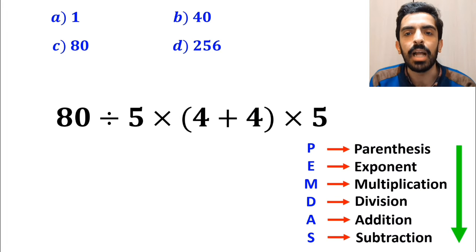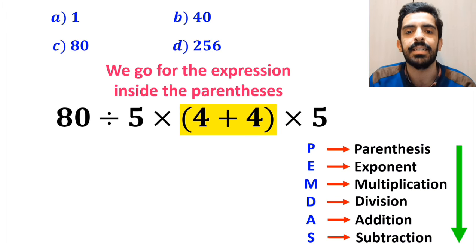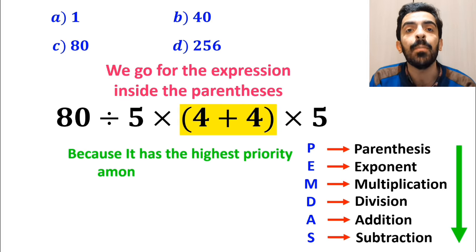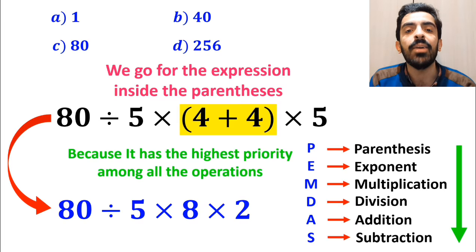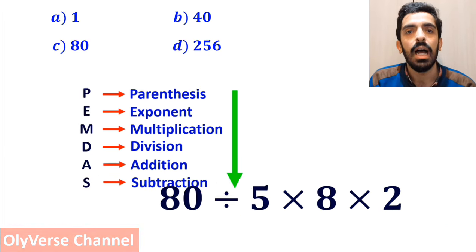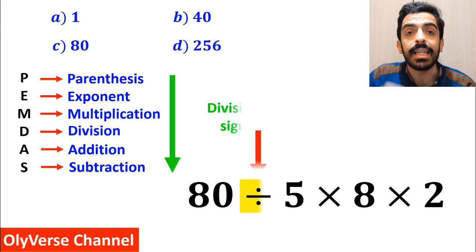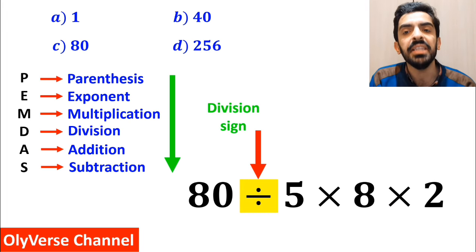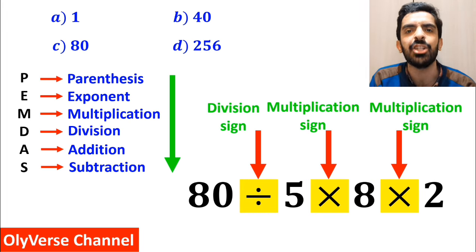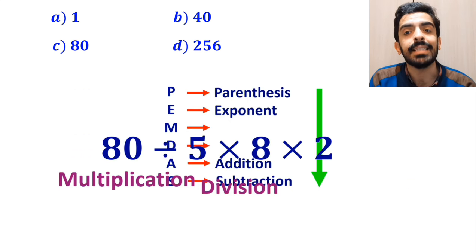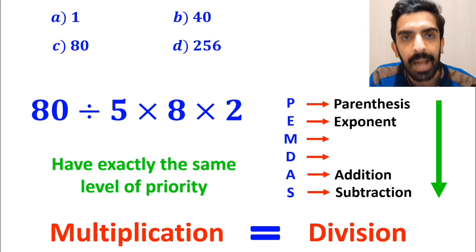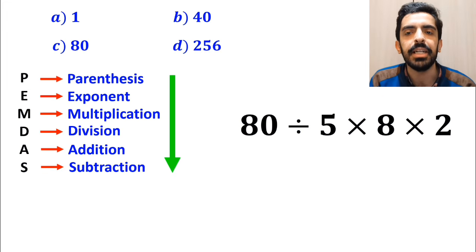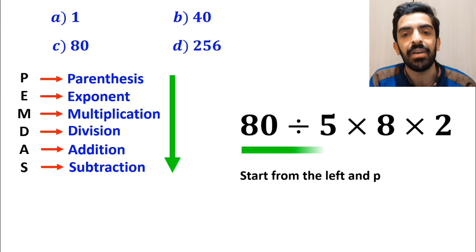Okay, and the first step, we go for the expression inside the parentheses because it has the highest priority among all the operations. So, instead of this expression, we can write 80 divided by 5 times 8 and again multiplied by 2. Alright, as you can see on the screen, in this expression, we have one division sign followed by two multiplication signs. We must pay close attention that multiplication and division have exactly the same level of priority in the PEMDAS rule.